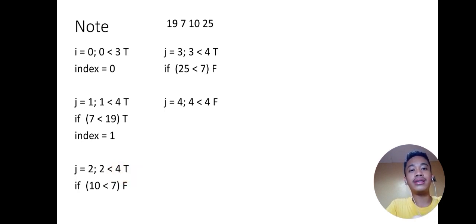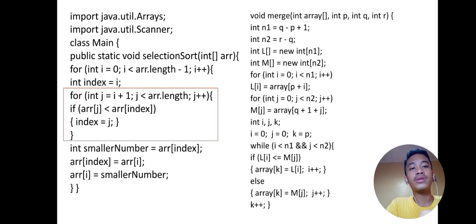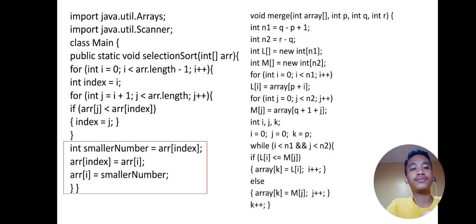And since it is false, we need to loop again. Our j has a value of 3 right now, and 3 less than 4 is true, so perform the if statement. 25 less than 7 is false, so we need to loop again. The value of our j is 4 now, and 4 less than 4 is false. Therefore, since it is false, we need to jump right here and perform this code.